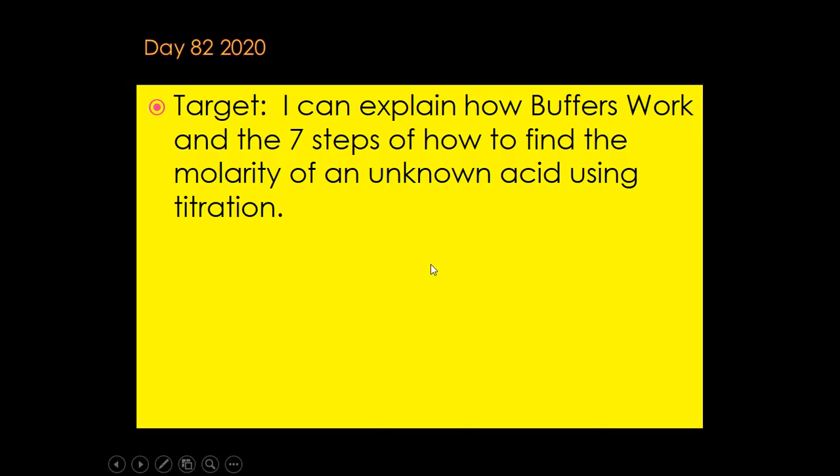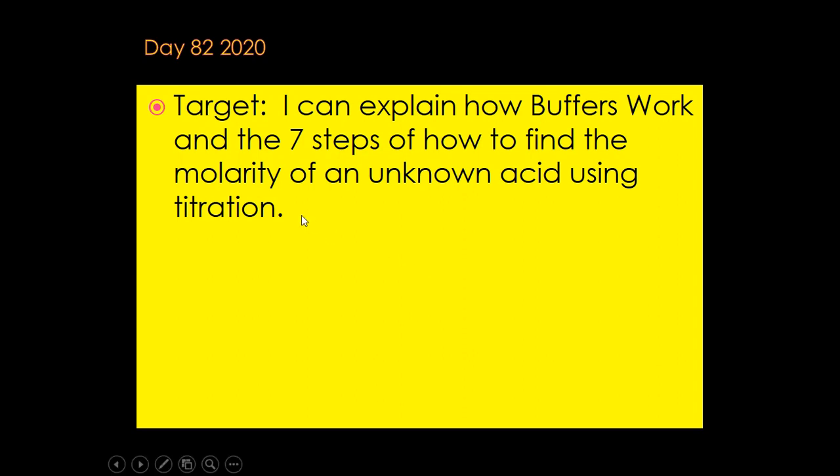Cool. Our target today was to be able to explain how buffers work. Buffers basically are a weak acid and its conjugate base, and their job is to gobble up protons or release protons to keep the pH stable. If there are more protons in solution, they bump into the conjugate base and become neutralized. That prevents you from changing the pH too much because it gobbles up any extra protons that are out there.